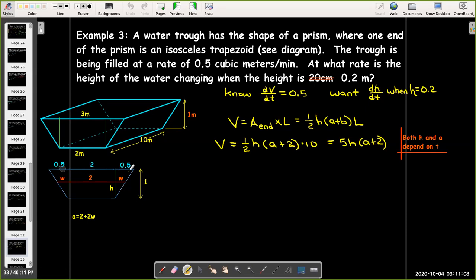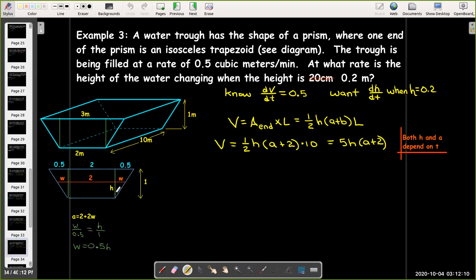If I look at the face of this water trough, and I have the depth of the water represented by this red line segment, I can see that my value of a, the top part of that trapezoid, is really going to be 2 plus 2w, where w is just this part of this triangle that I've cut off from the side here. And if I look, I actually have some similar triangles here. The big triangle coming from the entire water trough, and the small triangle which comes from the water in the water trough.